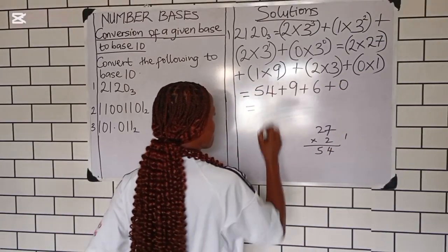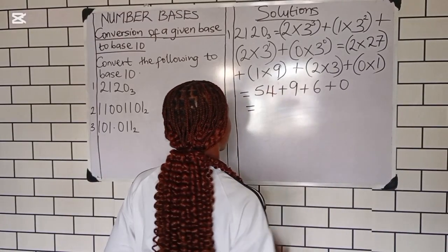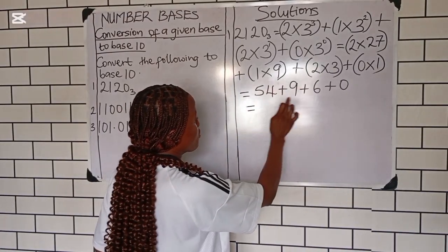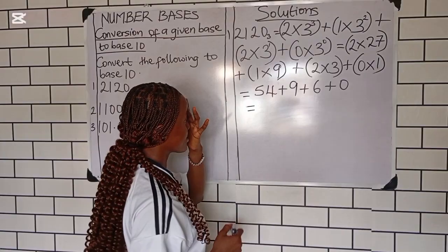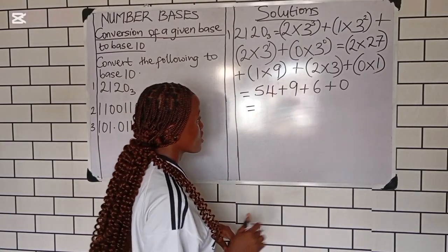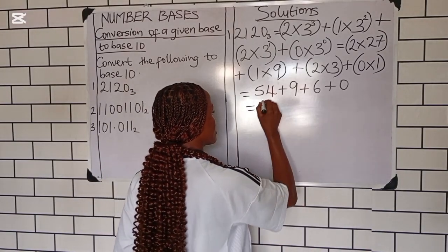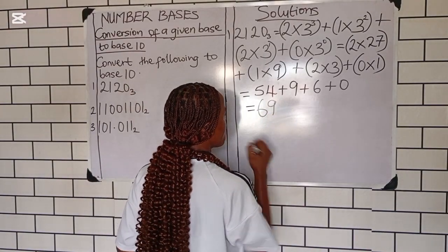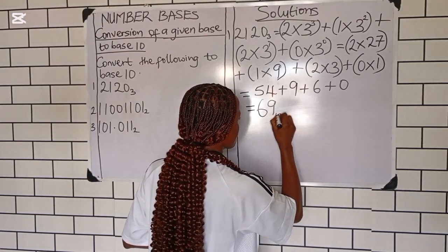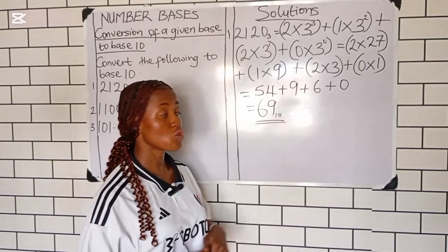Now we add up. 54 plus 9 here will give us 63. Have your 63. 63 plus 6 will give us 69. And 69 plus 0 here will still give us 69, which is in base 10. Therefore, our final answer here is 69 for question number 1.